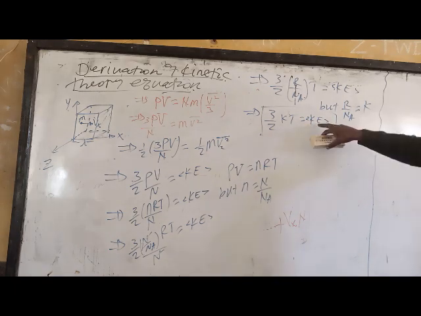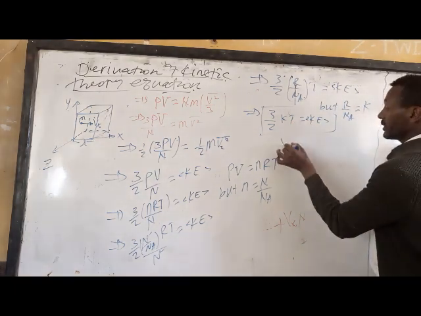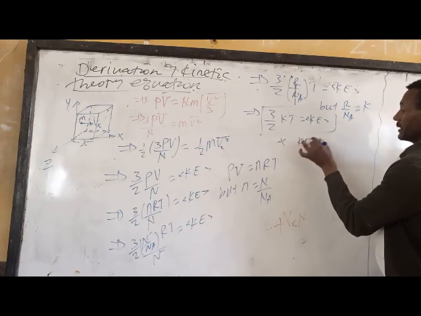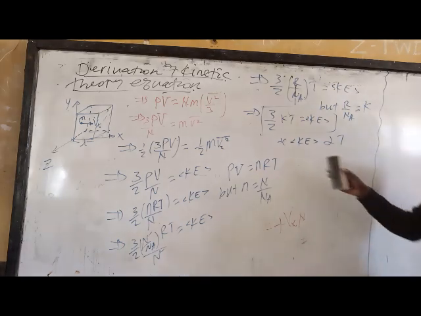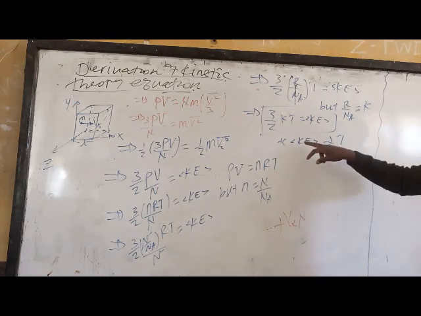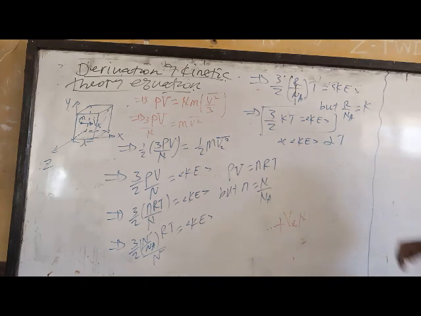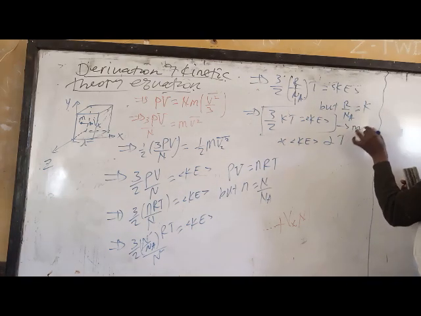This equation relates average kinetic energy with temperature. Then our conclusion is kinetic energy is proportional to temperature. That is why we define temperature as a measure of average kinetic energy of particles in a substance. This is for monoatomic ideal gas, 3 over 2 kT for monoatomic ideal gas.